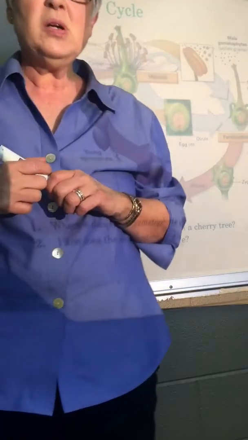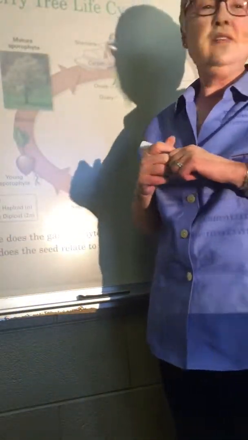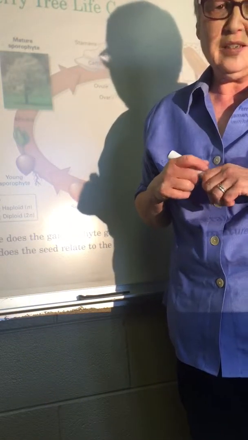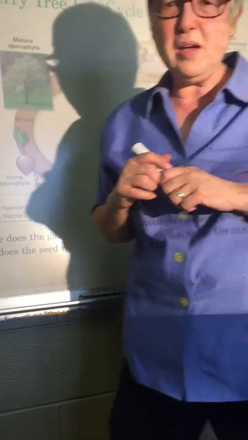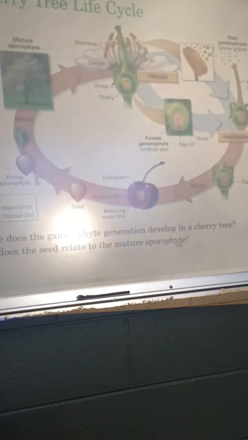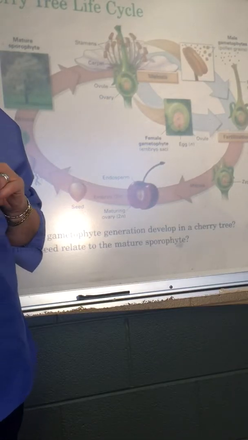This is Dr. Martin's lecture on Chapter 19, Section 5. I'm going to talk a little bit about the angiosperms, and I'm using a diagram from your textbook, figure 19-16.